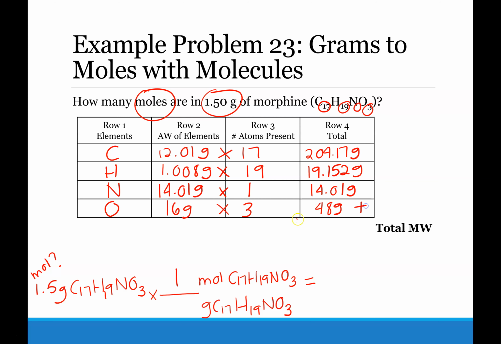So now we're going to add up row 4. So 204.17 plus 19.152 plus 14.01 plus 48 equals 285.332 grams. And so that number is going to go down here.